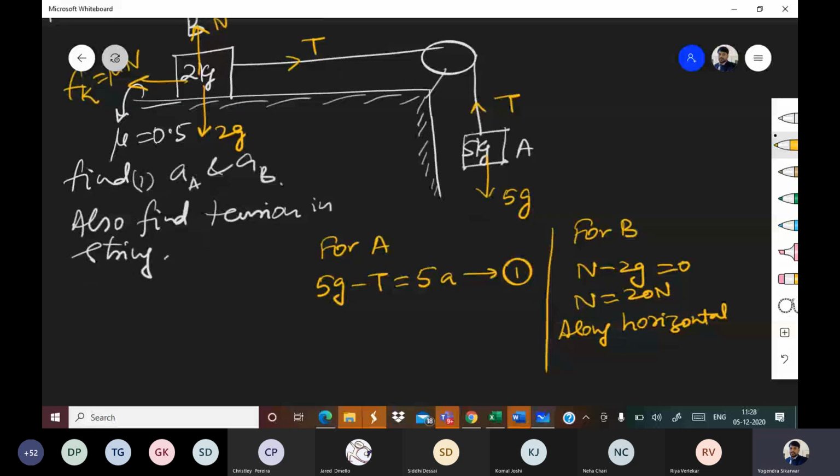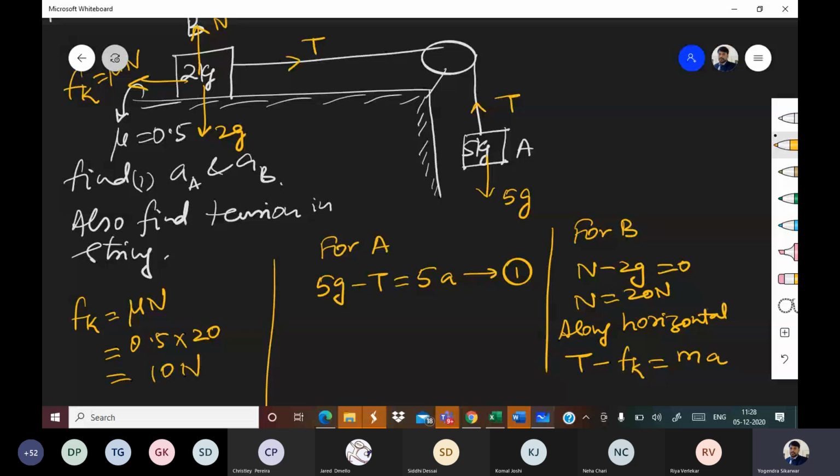Along horizontal, T minus Fk is equal to Ma. Now how much will be Fk? So Fk is equal to mu N. Mu is 0.5 and N is 20, so that comes out to be 10 Newton. So T minus 10 is equal to 2A. This will be your second equation.